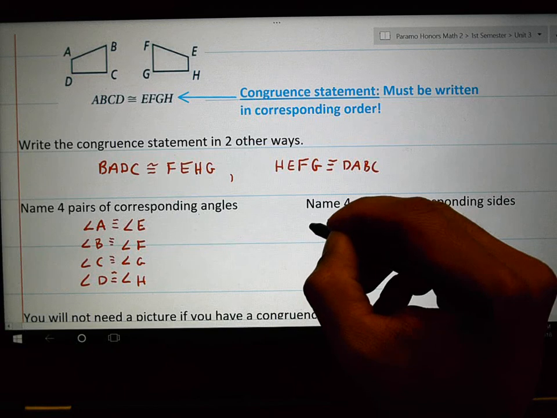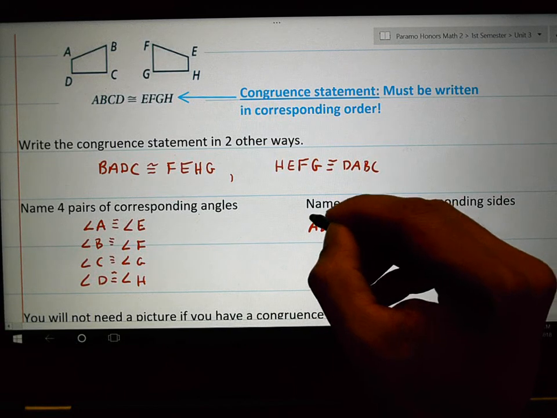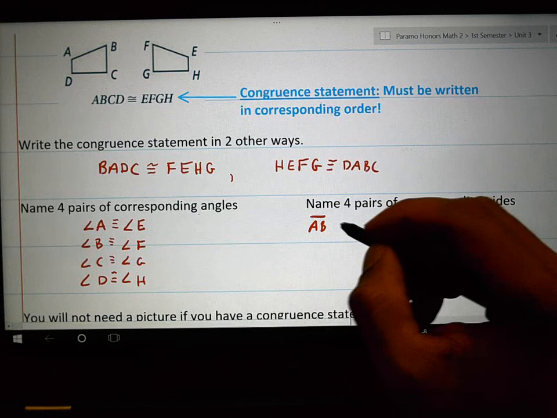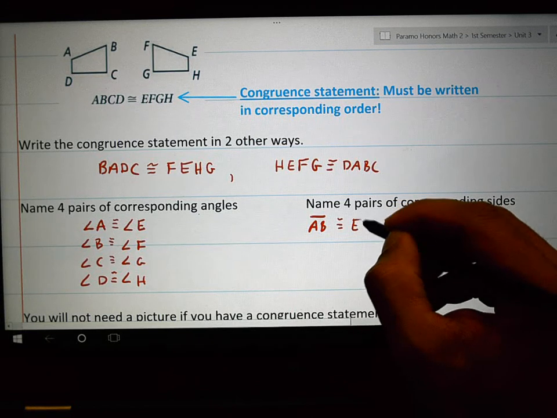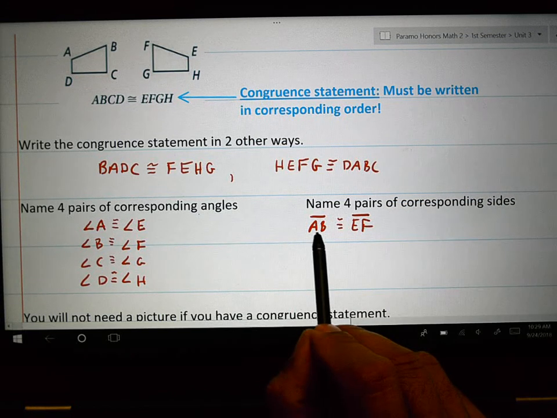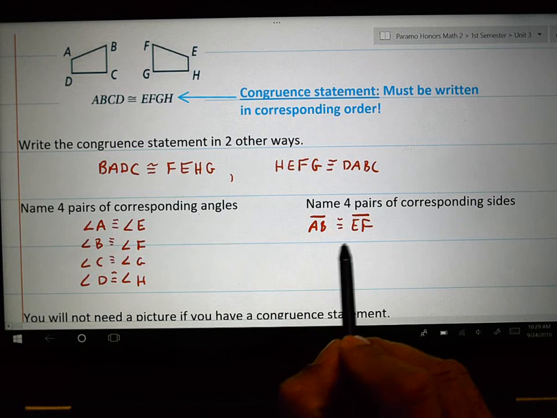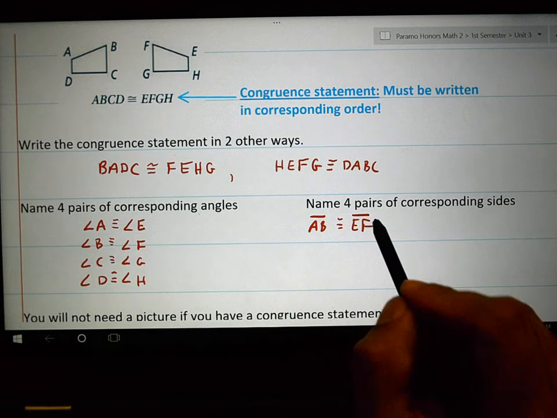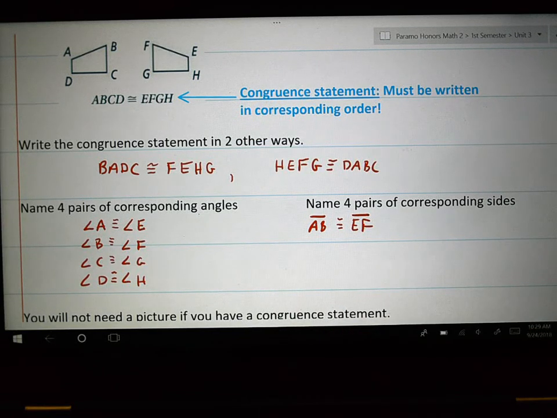For example, four pairs of corresponding sides. I know that side or segment AB, this side, is going to be congruent to segment EF. I'm going to write it with a segment bar on top because it ends. It has two endpoints. The geometry teachers that I know are very specific about how you write a segment. It needs to be bars. It's not a ray. It's not a line, and so on.